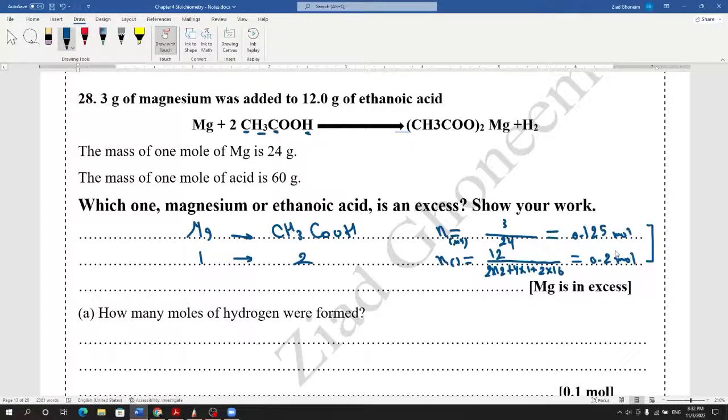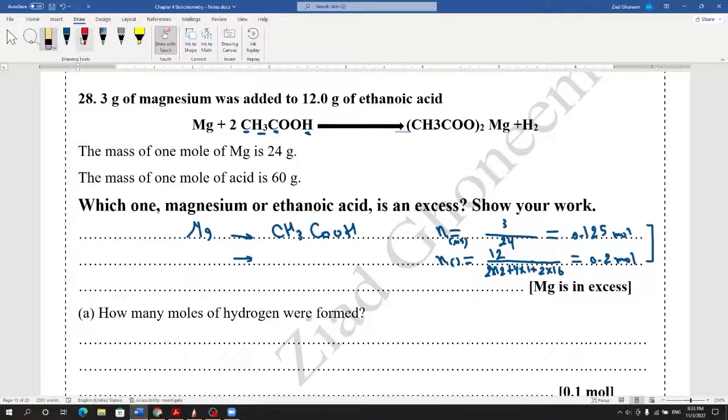We can't use these numbers to determine the limiting reactant. You can't just say that these are 0.125 moles, and that's 0.2, so that's less, so magnesium will be the limiting. No, that's incorrect. There is one extra step that you need to take.